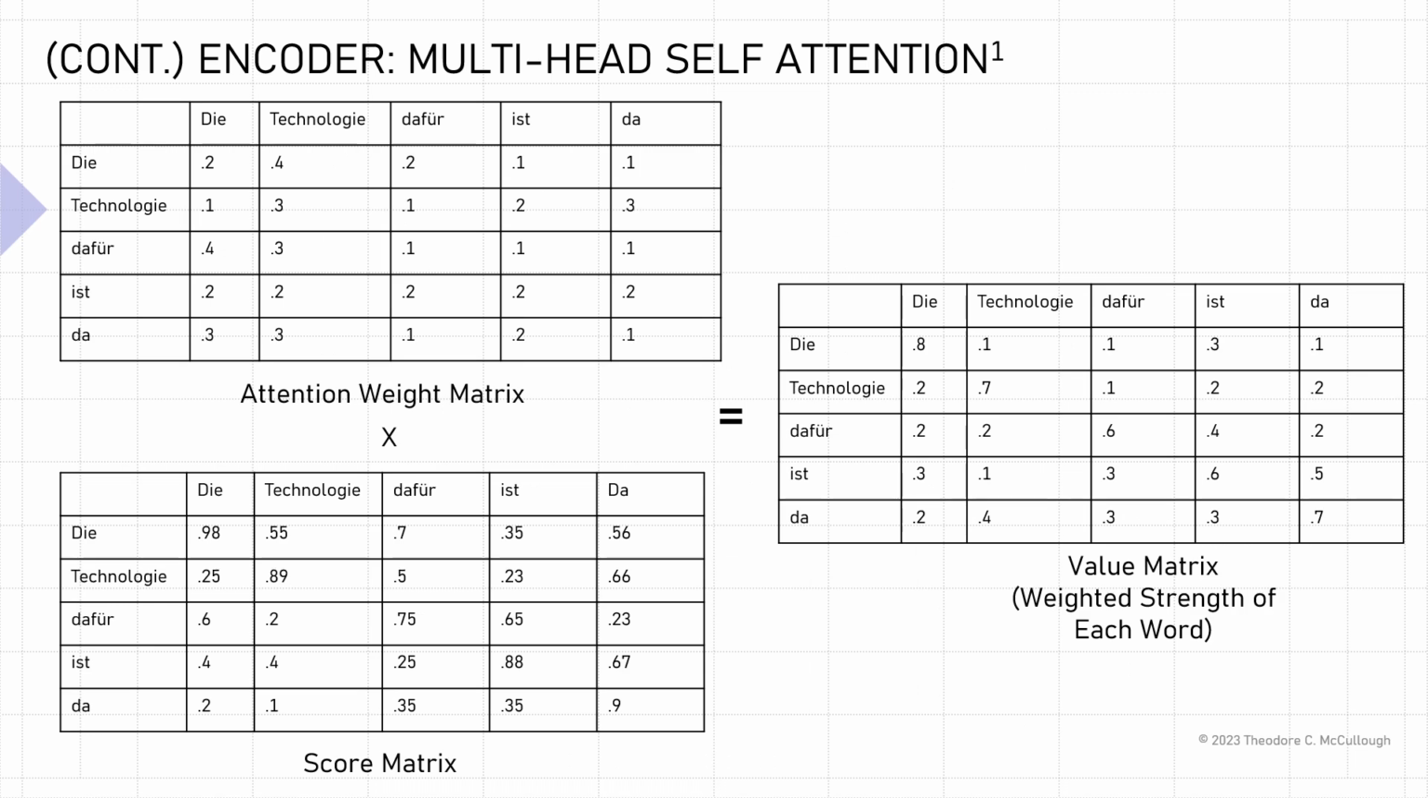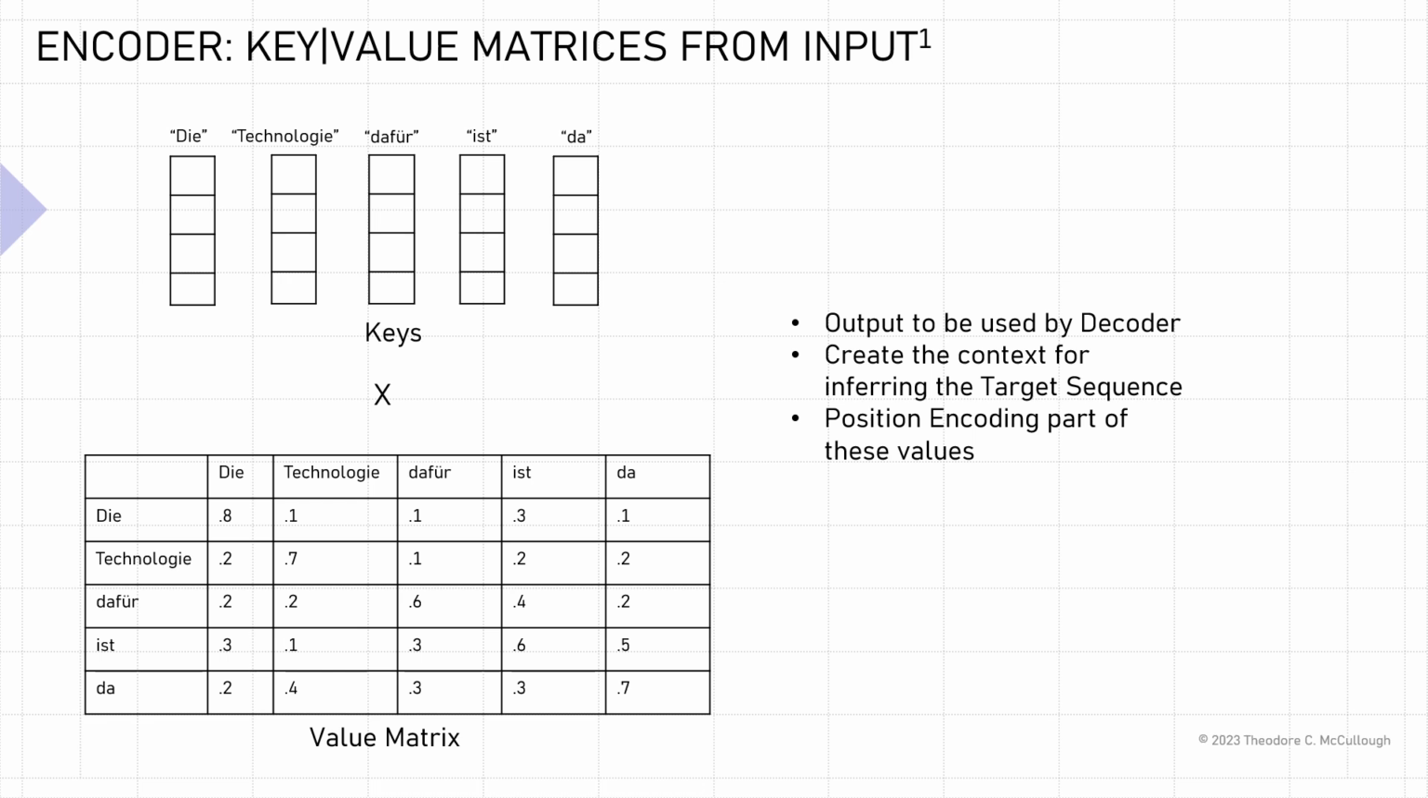The product of the attention weight matrix and the score matrix is then created in the form of a value matrix. The value matrix is basically the final weighted strength of each word, understood relative to each other word. The key values and value matrix are then used to create key value matrices, which really are output to be used by the decoder that creates context to infer a target sequence. And as a part of the key value matrices, positional encoding is also included to denote the position of each word in the input sentence.